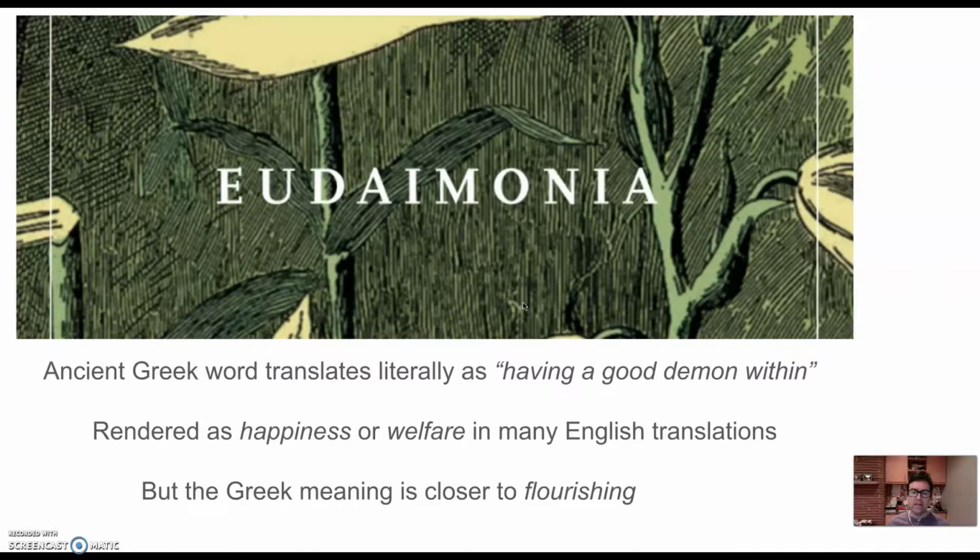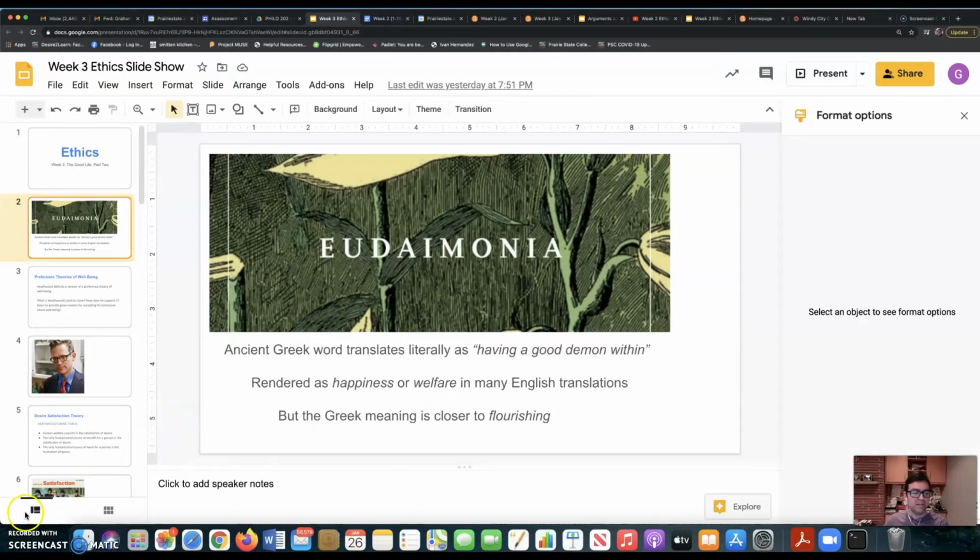Now, in English translations of ancient Greek writings, it's usually rendered or translated as happiness. So this is the word that we get from the Greek language for happiness or welfare, which has been our topic really. It's not a great translation because happiness is an ambiguous term in English. We tend to think of it as a subjective feeling, an inner state. But I want to think about this idea of eudaimonia. I'm going to end the video now and we'll come back to this topic, okay?